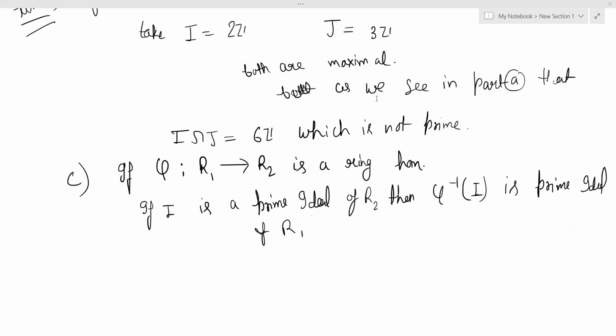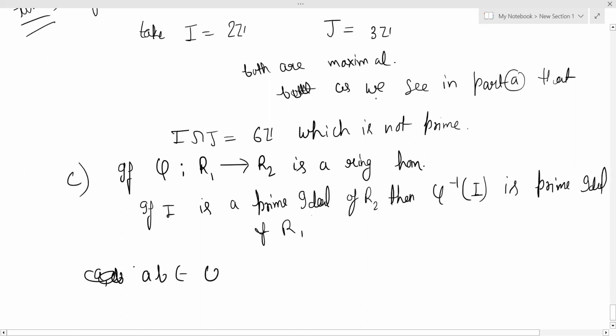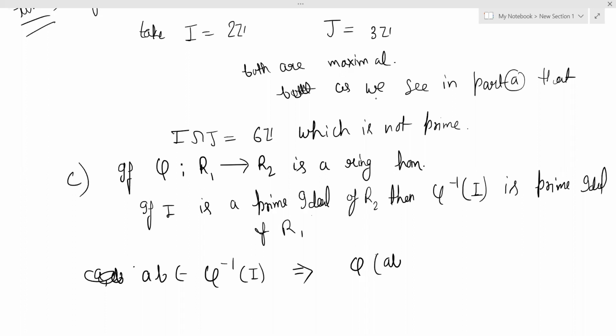Take I to be a prime ideal of R2. Then we have to show phi inverse I is a prime ideal of R1. Let A, B be such that AB belongs to phi inverse I. This implies phi of AB belongs to I. We have to show that either A belongs to phi inverse I or B belongs to phi inverse I.